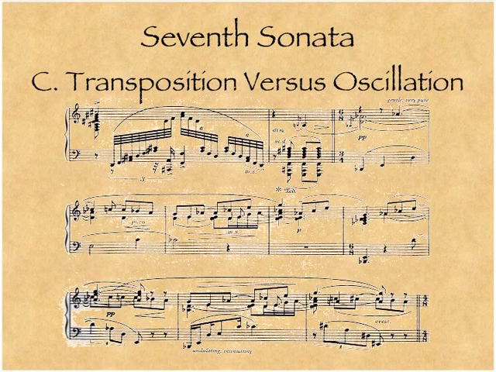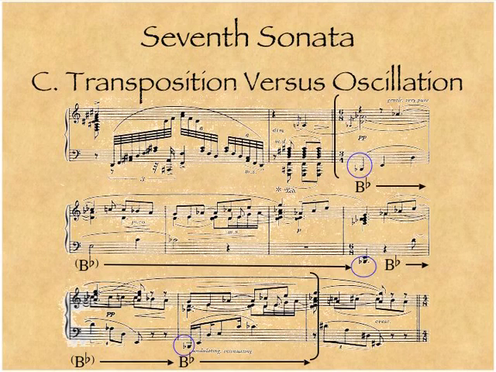In the development, for example, measures 81 through 87 maintain the same root, B flat, for 7 measures, while the melody oscillates between C flat and C natural, and the harmony oscillates between the octatonic triad and the acoustic triad.